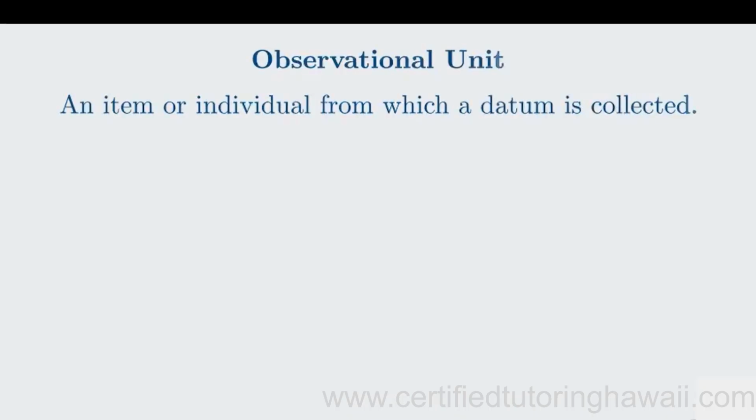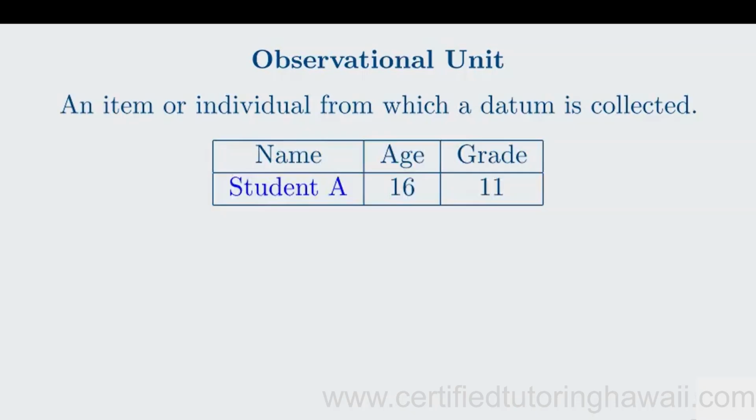In any statistical study, we start with the who or what we are studying. These are our observational units. Think of an observational unit as a single row in a spreadsheet. If you are surveying students, each student is an observational unit. If you are testing the lifespan of light bulbs, each light bulb is an observational unit.